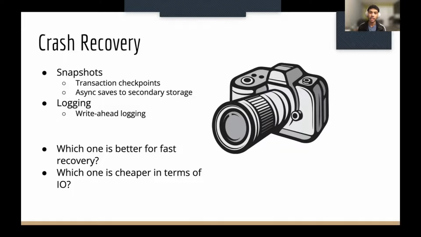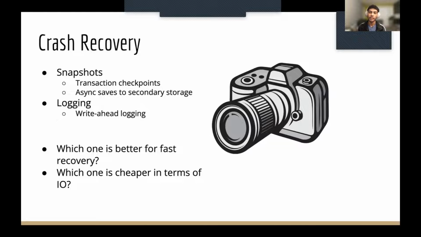And so when a crash happens, 2 things are really used for recovery, and those are snapshots and logging. Snapshots are basically periodic checkpoints where the data in main memory is copied over to an archive in secondary storage. These requests to move the data are asynchronous, so non-blocking, so there's at least that benefit.